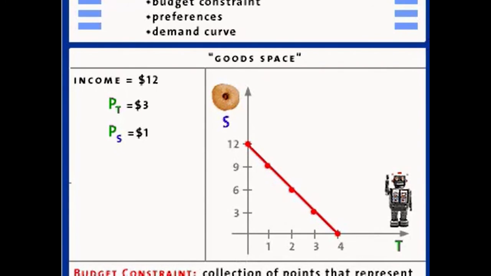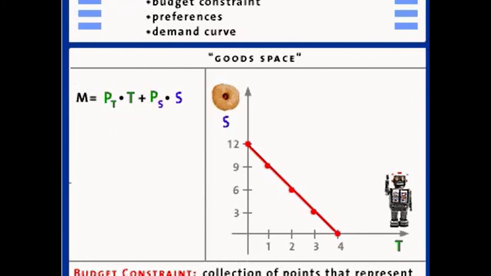The way to represent this line is to manipulate the budget constraint. Let's write the budget constraint down and then let's change it algebraically. The budget constraint says that the income that you have to spend, M, will be equal to the price of toys multiplied by the number of toys that you buy, plus the price of snacks multiplied by the number of snacks that you buy. Well, since snacks are on the vertical axis, we want to isolate our snack variable in terms of all the other variables.